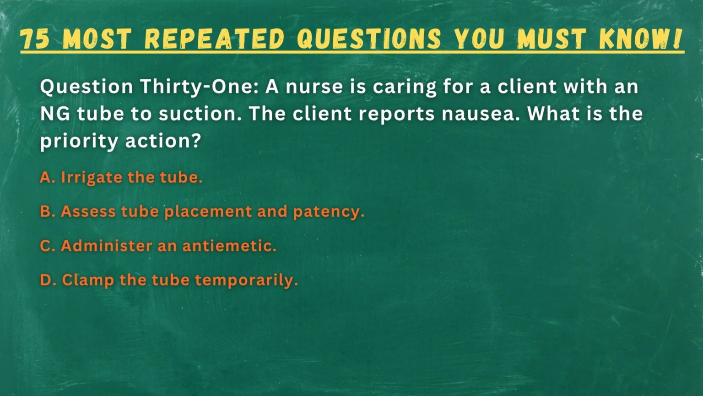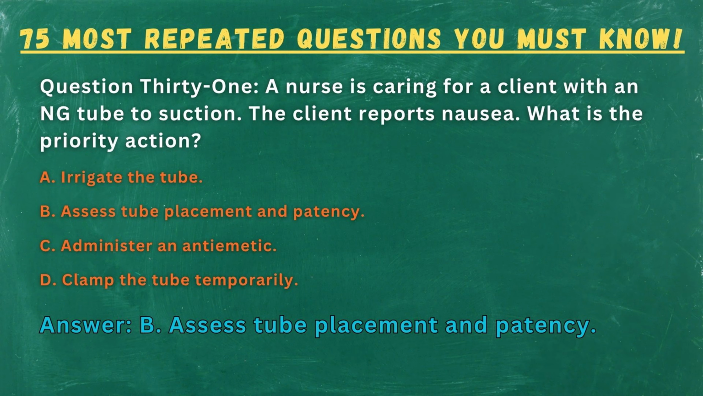Question 31. A nurse is caring for a client with an NG tube to suction. The client reports nausea. What is the priority action? A. Irrigate the tube. B. Assess tube placement and patency. C. Administer an antiemetic. D. Clamp the tube temporarily. Answer: B. Assess tube placement and patency.